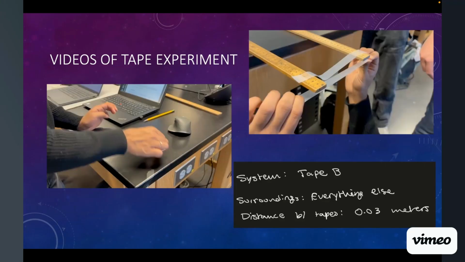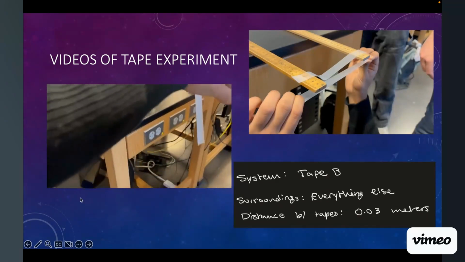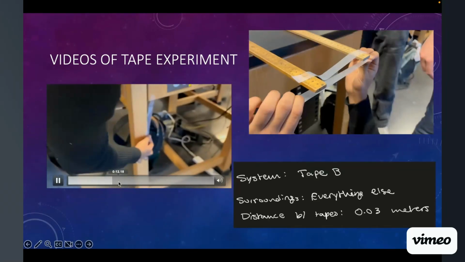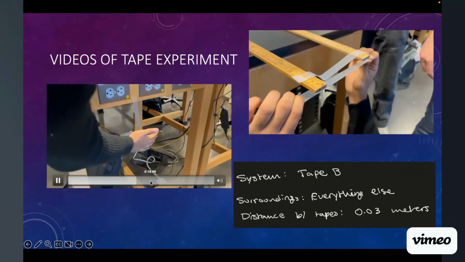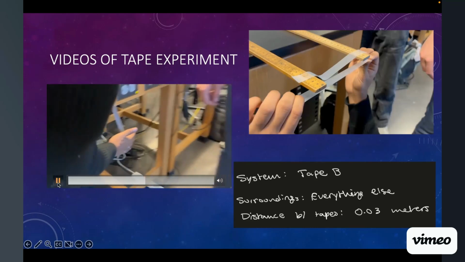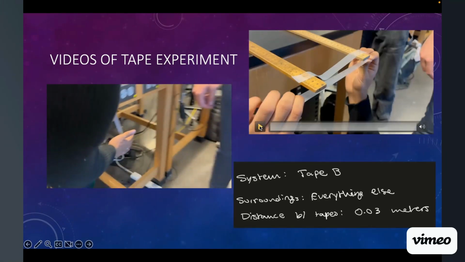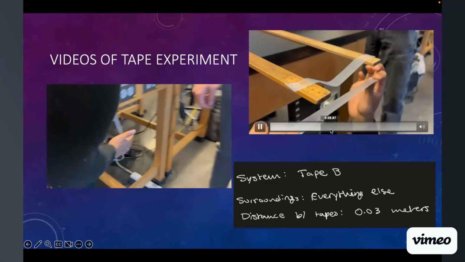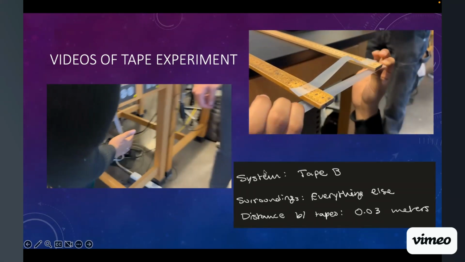So this is some of our videos for this tape experiment. This is the first one, where we took out the U tape, we stuck it on the hand, and then it attracted to our hands. And this is our second experiment, where we saw there is a repulsion with our tapes. In this second experiment, the system would be tape B, the surroundings would be everything else, and the distance between the tapes is 0.03 meters.